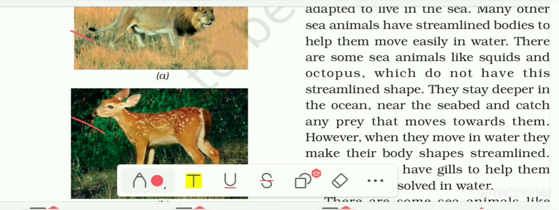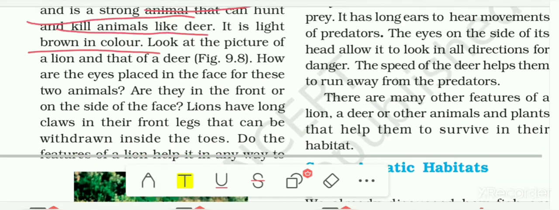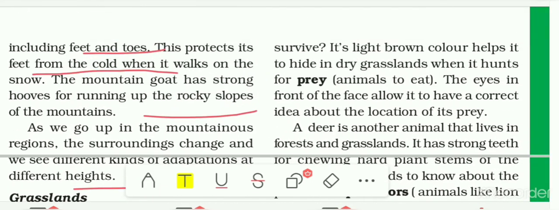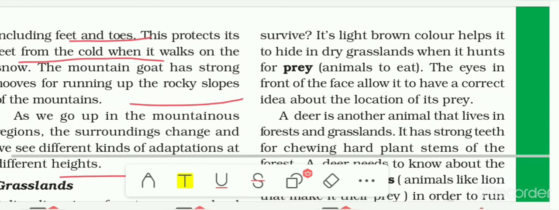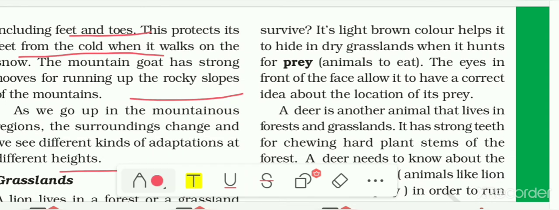Lions have long, strong claws in their front legs that can be withdrawn inside the toes. So do the features of a lion help it to survive? Yes, definitely. The strong claws in their front legs help them survive in such an environment. Also, its light brown color helps it hide in dry grassland.